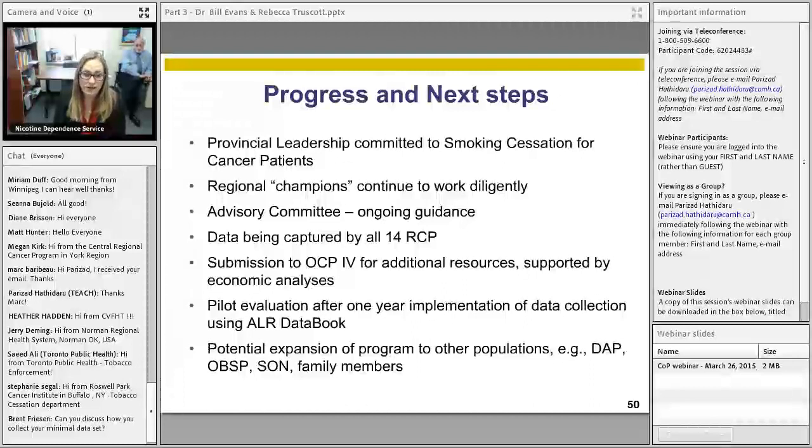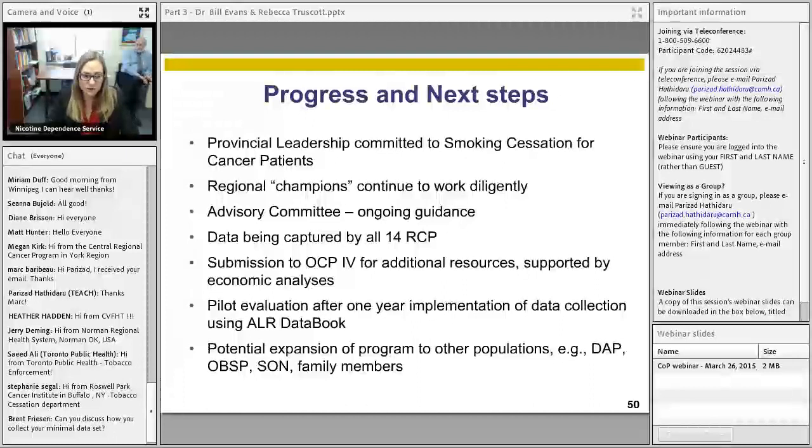Very soon we will have access to the data that we've gathered through the evaluation of our pilot. So after 1 year of receiving data from the cancer centers, we're having a look back to see what we can improve, and we'll be able to share that report in the coming months.